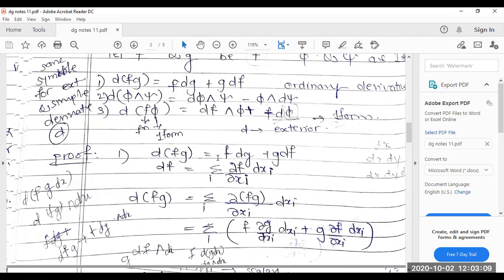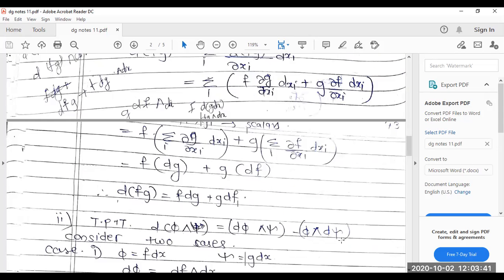Instead of writing it for one function f, we have to evaluate this df for the product of these two functions f and g. Now we have the summation over i of dou by dou xi of the product f into g, into dxi. Now you can evaluate the partial derivative of the product of any two functions. First keep f as it is, then evaluate the partial derivative of g, plus g as it is, then evaluate the partial derivative of f. Then f and g are independent of the summation, so we can take them outside.